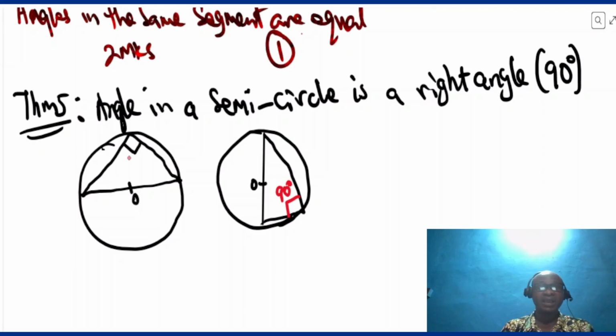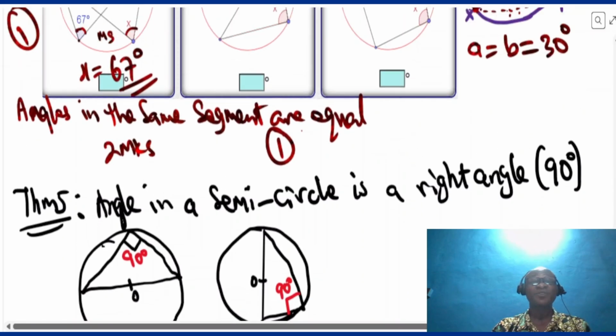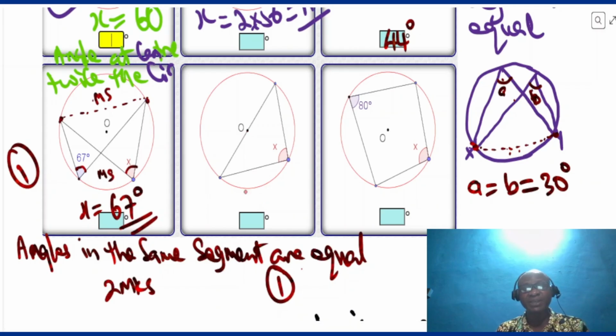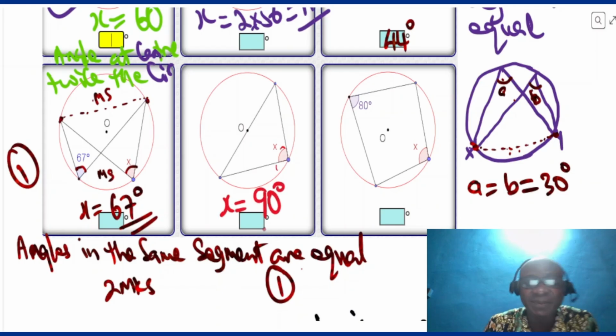Yes, sir. So therefore, with this information, I will take you back to that question where no value is given. You can now see this is a diameter. They told us, look at the point at the center, letter O, indicating that that line is a diameter. And the two ends of the diameter form the angle X at the circumference here. In conclusion, X is equal to 90 degrees. As simple as that. Do you understand it now?